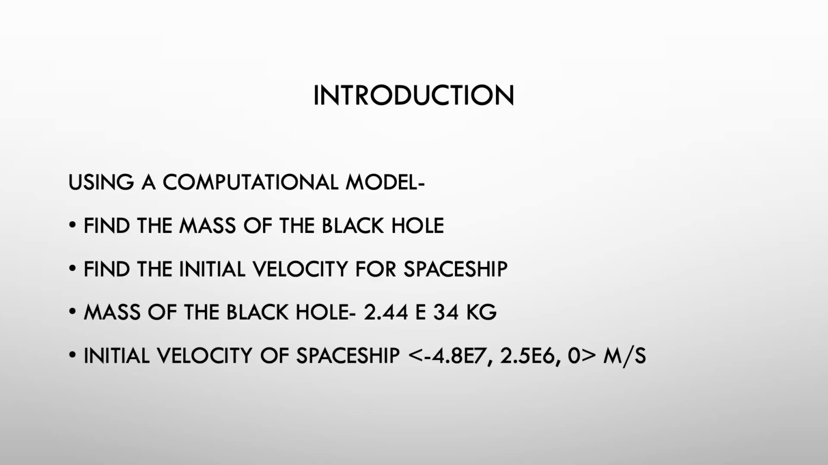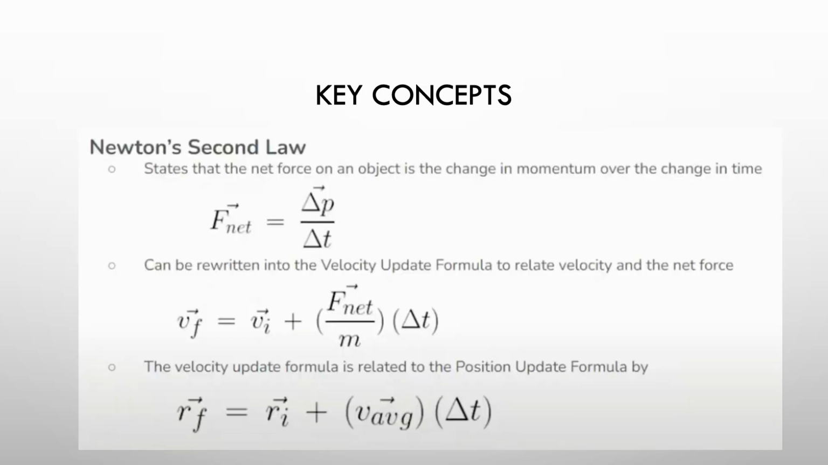We found the mass of the black hole to be 2.44 times 10 to the 34th kilograms and the initial velocity of the spaceship to be negative 4.8 times 10 to the 7th, 2.5 times 10 to the 6th, 0 meters per second. Key physics concepts are Newton's second law, which gives us the velocity update and position update formulas.